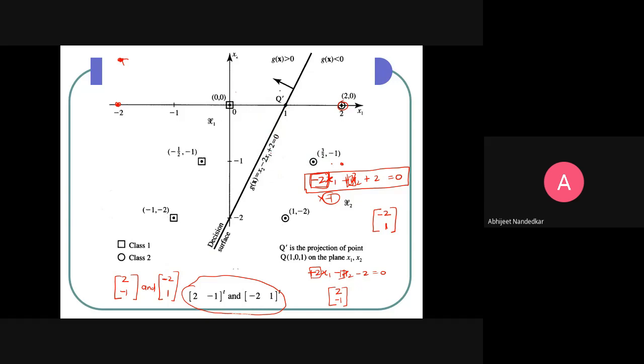I can draw neatly here, suppose like this. So this is 2, minus 1, and this is minus 2, I think 1. Okay. So these are two vectors which are now perpendicular.